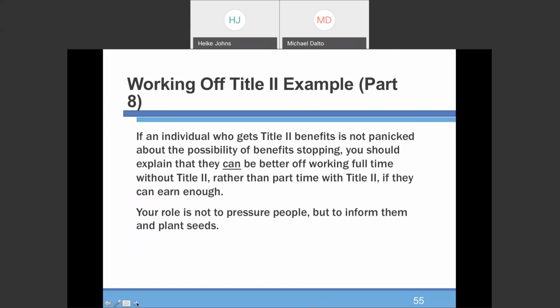So it's always a good idea, if you work with someone who gets Title II benefits and they're panicked about the possibility of their Title II benefits stopping, to show them a full-time work option that would make them better off without Title II benefits than if they kept their earnings below SGA and kept Title II. You're not pressuring the person to work full-time, but just showing them that they could be better off, even if they did SGA and their benefits stopped. You're simply planting seeds so that a person might consider it, if not now, maybe in the future.